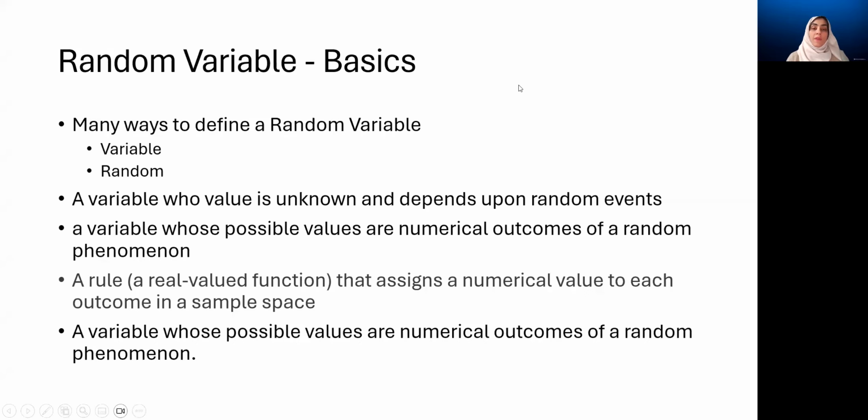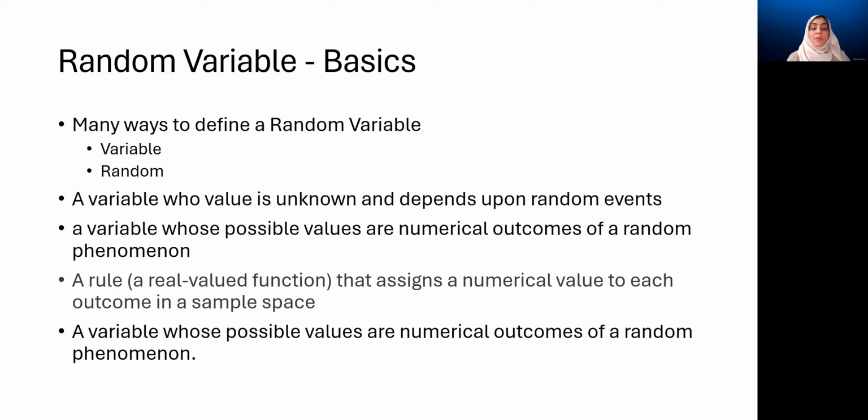There are many ways that we can define a random variable. Two most important things that we must note here is that firstly, it's a variable, so it can have different values. And secondly, it's random, which means that the value of it is determined by random phenomena. We can define it as a variable whose value is unknown and depends upon some random events, or a variable whose possible values are numerical outcomes of a random phenomenon, such as a random experiment, or a rule or a real valued function that assigns a numerical value to each outcome in a sample space.